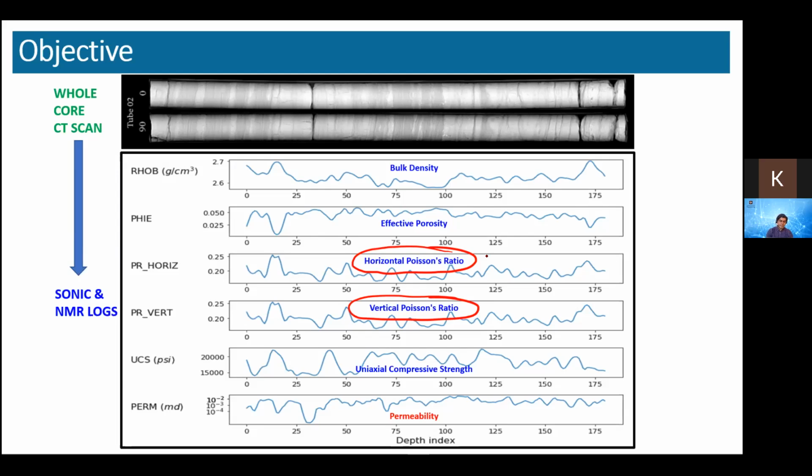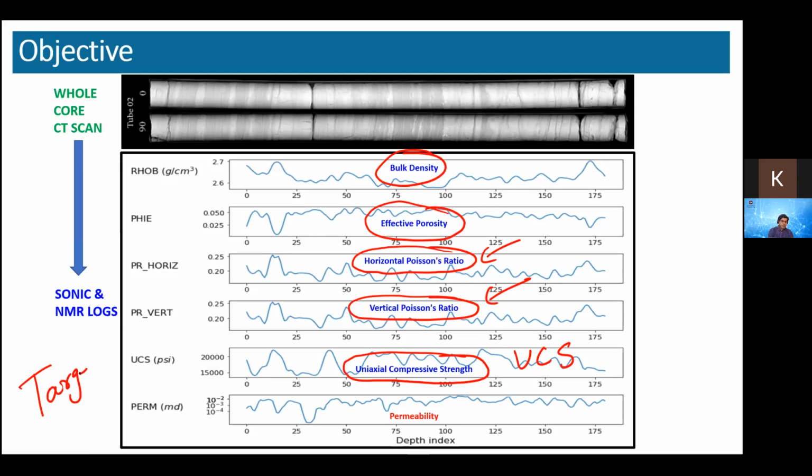So this is an important geomechanical property. The other one that we wanted to generate was uniaxial compressive strength, also written as UCS, bulk density, and effective porosity. So these were the 5 important targets.